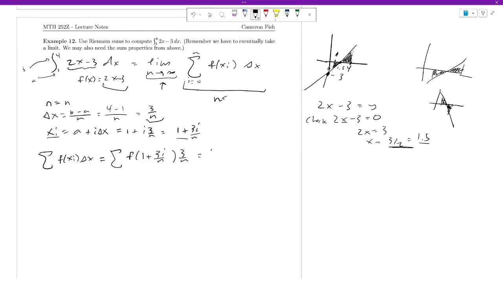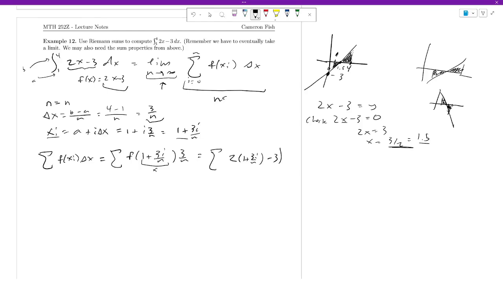So, 2x minus 3 means this is x, so this is my input. Everywhere there's an x showing up, I replace it with 1 plus 3i over n. So that'll look like 2 times (1 plus 3i over n), and then minus 3. So that's f of x_i.